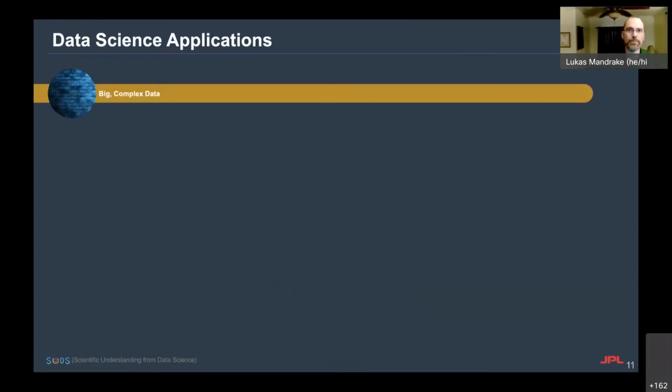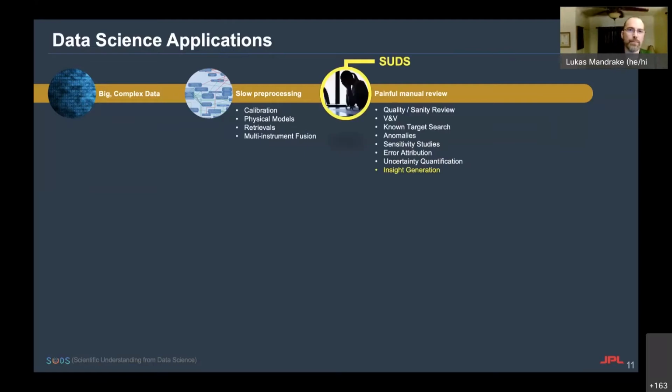Data science has many application areas, each defined by their unique goals and typical approaches. As an example, let's consider the context of a fairly standard science data mission pipeline here at JPL. First, the data must be calibrated and processed before it's ready for investigation. The algorithms involved can be complex and computationally intensive, such as physical models or iterative inverse problems. Data science can play a role in accelerating these pipelines, but that's not the goal of SUDS.